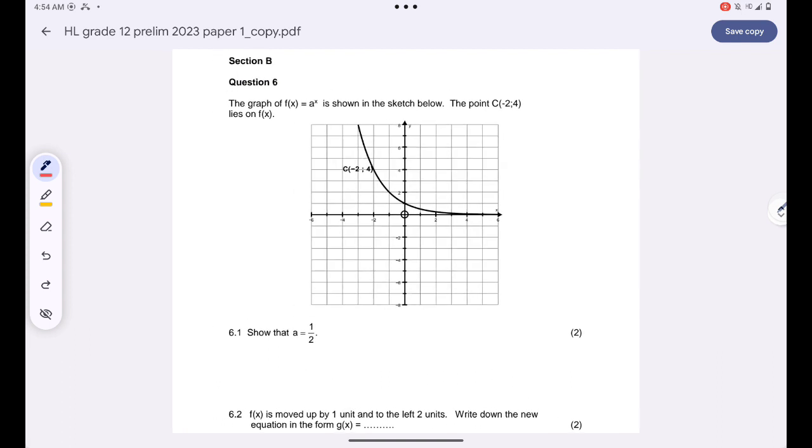Okay, we are told that the graph of f of x is shown in the sketch below, and then we are also told that C lies on the graph of f of x. The first thing they want us to do is to show that a is equal to a half.